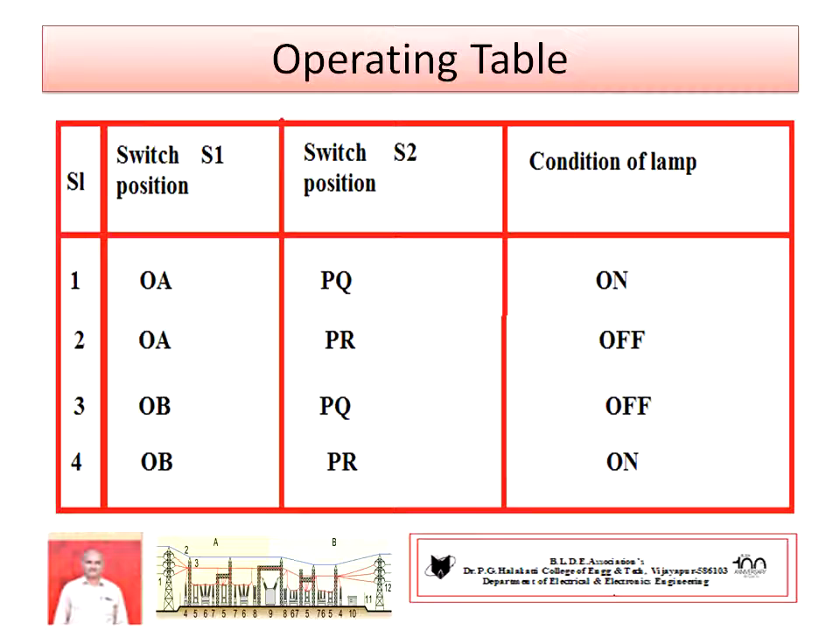This is already explained, but in the examination you have to write the circuit diagram. After that you have to write the operating table. Switch S1 position OA, switch S2 PQ position, condition of lamp is on. Similarly, switch S1 position OA, switch S2 position PR, lamp is off. There are 4 possibilities of conditions: OA PQ, OA PR, OB PQ, OB PR. Remember, 4 possibilities are there. Where the circuit is closed, lamp is on. Where the circuit is open, lamp is off.